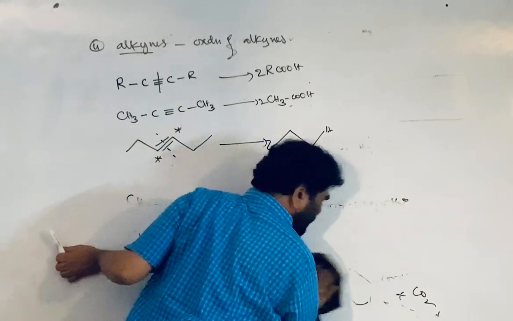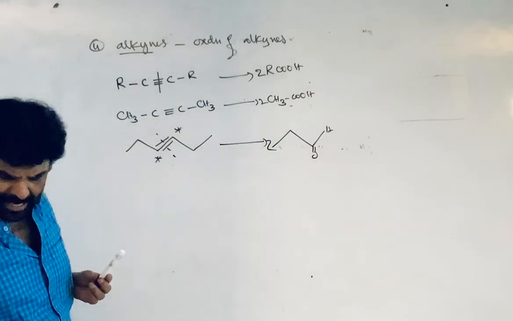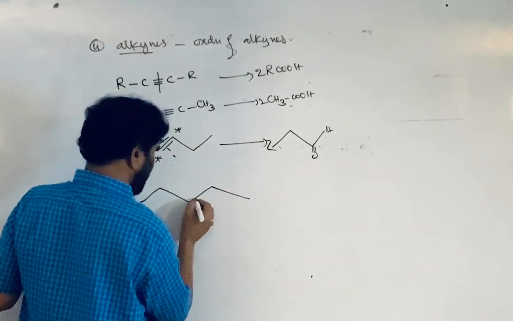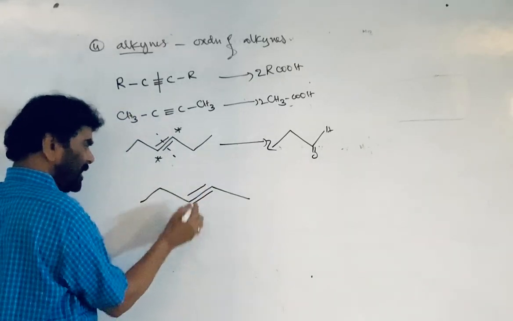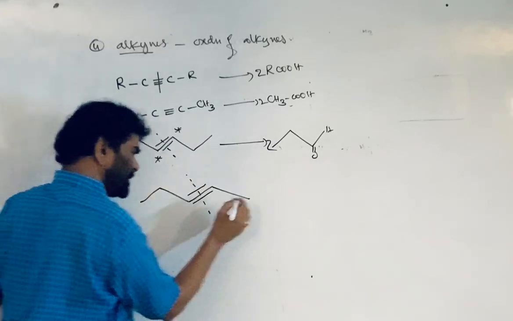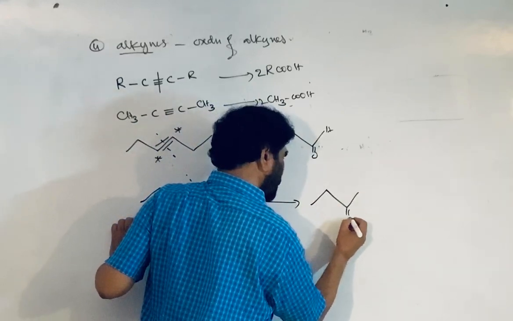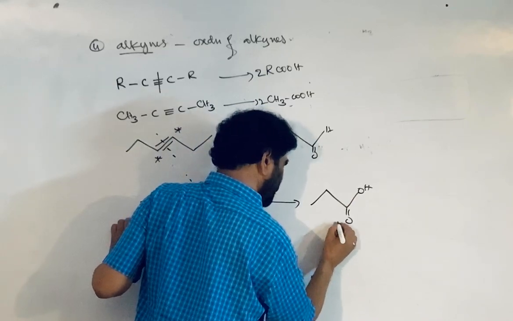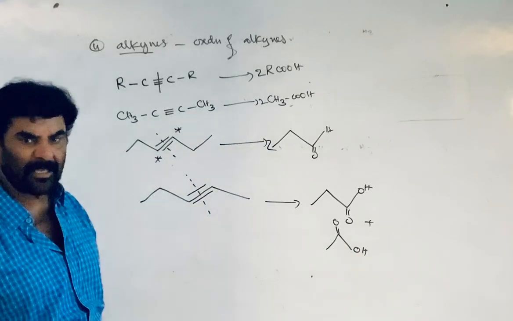This reaction can be extended to any other alkyne, that is, the unsymmetrical alkyne also. Let me take an unsymmetrical alkyne. This is ethyl, this is methyl. The same reaction takes place, but here you get 2 acids: propanoic acid and acetic acid. A mixture of acetic acid and propanoic acid is formed.